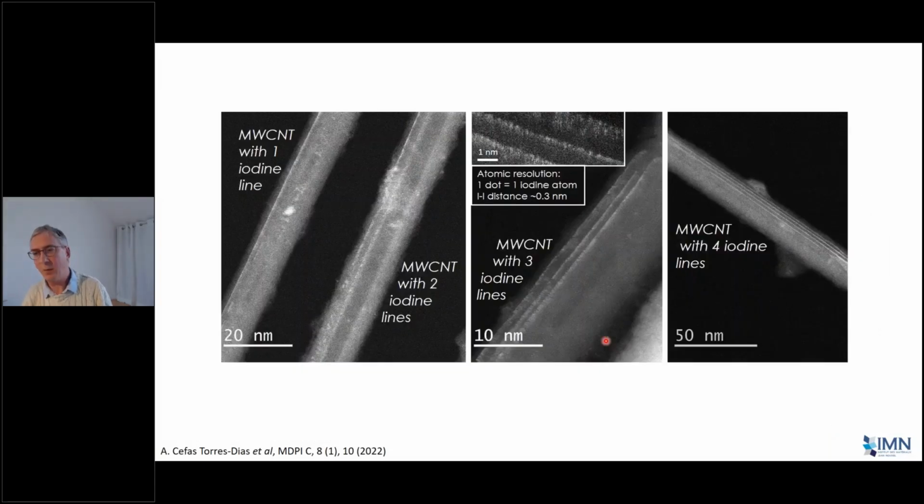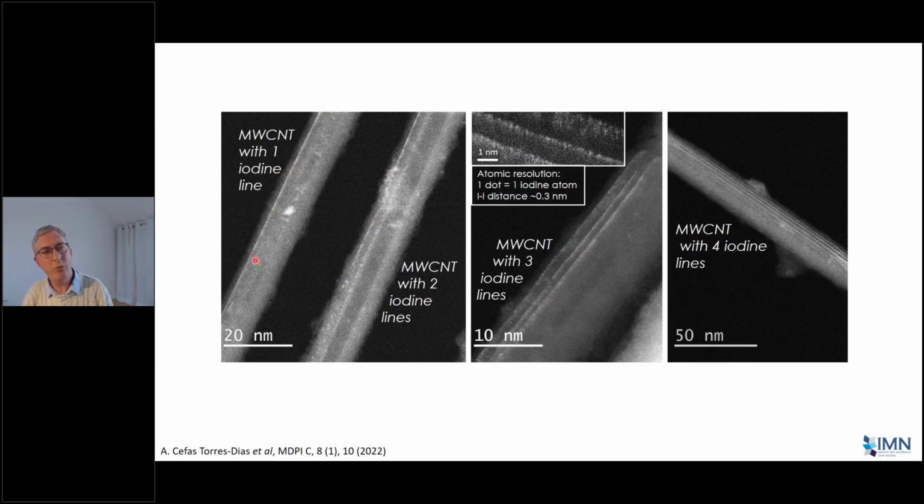So this is an example where some colleagues took these multi-walled nanotubes, the one you saw before, and you open the ends of the tubes and you just put a gas of iodine and the iodine goes into the tubes, except it doesn't. You can see here that in the interior of the tube, there's no iodine. This is the two walls.